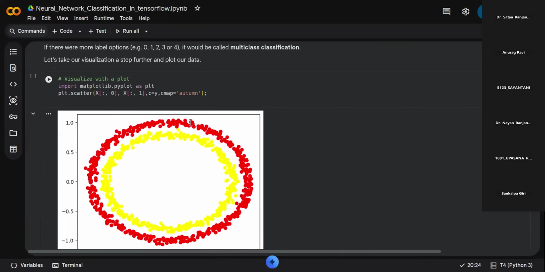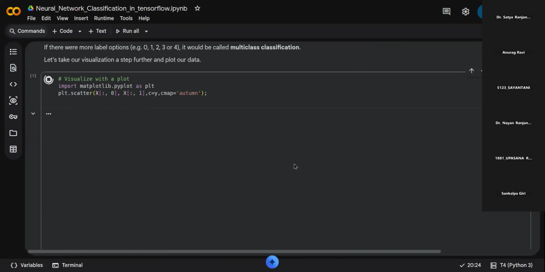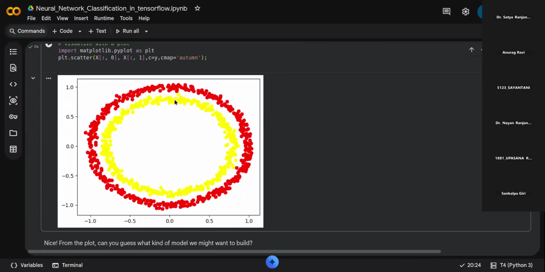Okay, so if you visualize the data points, this is my data. That means I have two classes, yellow is one class and red is another class. So I need a decision boundary which will segregate the two classes. Here a line cannot segregate it. We need something like a circle-type boundary. Okay, so for that we have to use some good activation function.